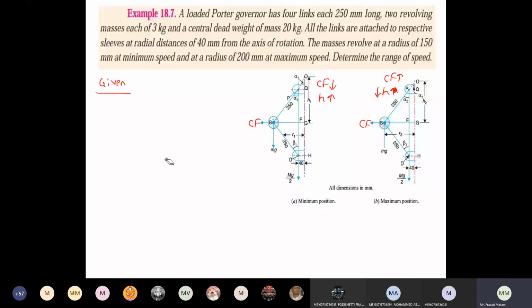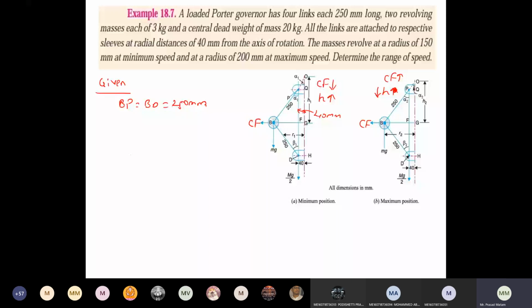Now let us go for the given data. What they have given: arms, you can see the arms. This is the offset distance, which is 40 mm. These arms are located away from the axis of rotation by a distance of 40 mm. This is point P. BP is your one arm. BP is equal to BD, which is equal to 250 mm.